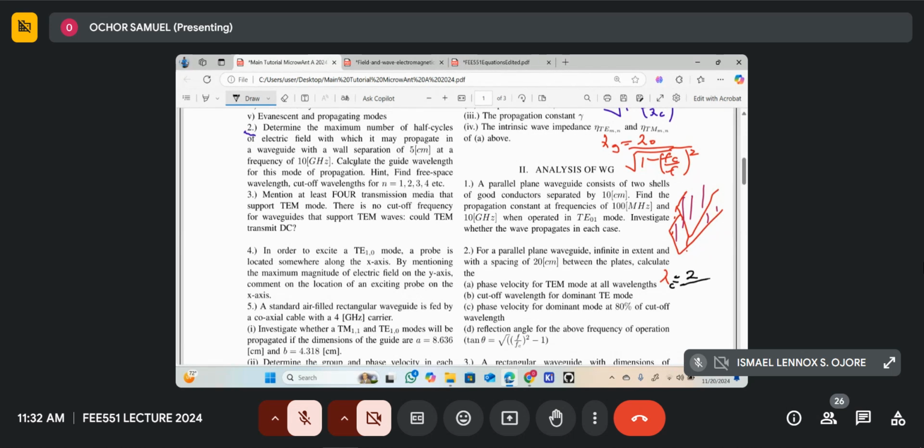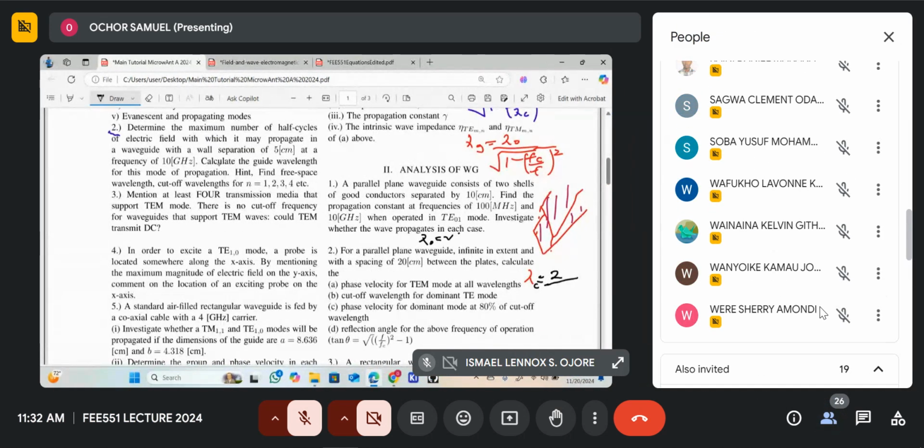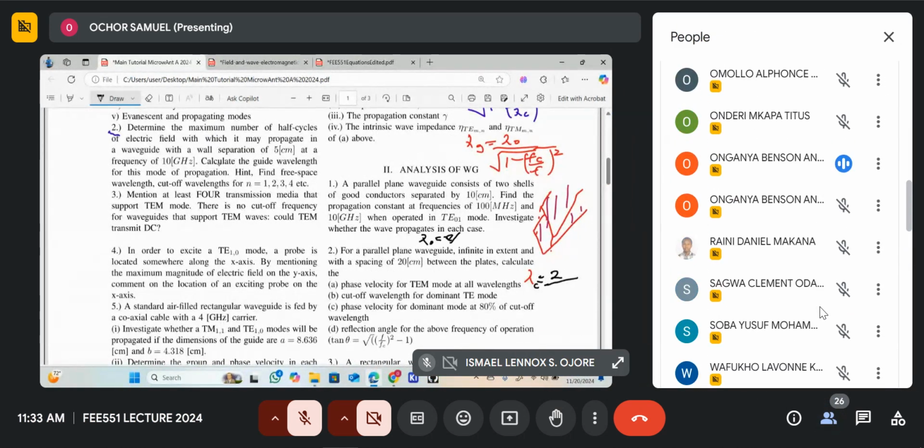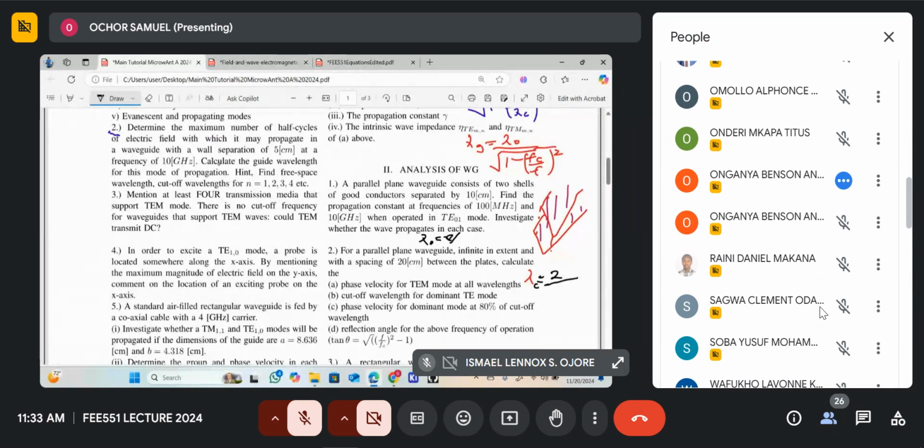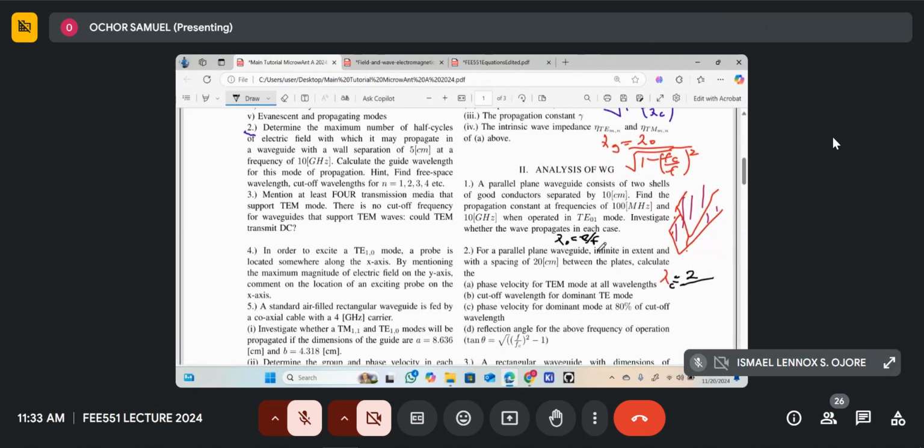Actually, sorry, we determine the free space wavelength first. The free space wavelength is given by velocity over frequency of operation. The velocity is the speed of light because it's in air or free space. Is that correct? Yeah, it's true. So we determine the free space wavelength, and it will be 0.03 meters.